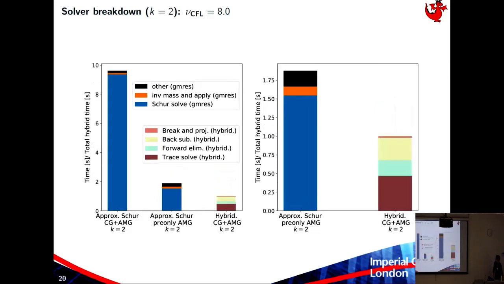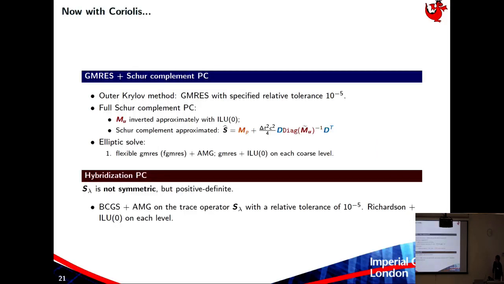For the next to lowest order method, hybridization improves even more. This is primarily because I think we're starting to see the benefits of static condensation as you increase the approximation order. Now, this last one is basically the same sort of solver, but this is with the Coriolis term now.